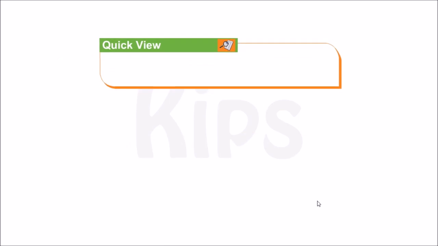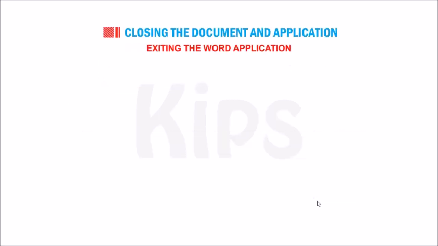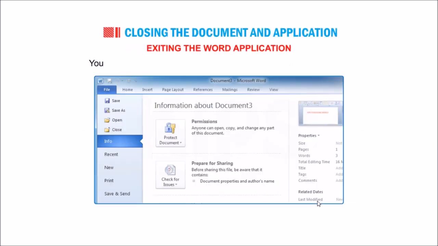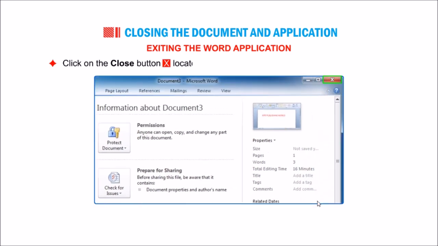Let us take a quick view. The shortcut key to close the Word document is Ctrl+W. Exiting the Word application. You can close the Word window by using one of the following ways. Click on the File tab and select the Exit option. Click on the Close button located at the top right corner of the application window.